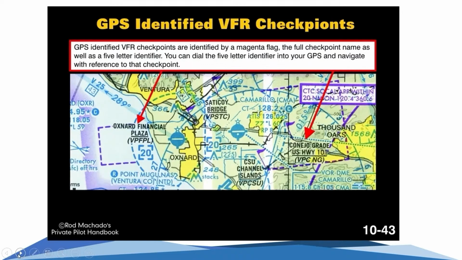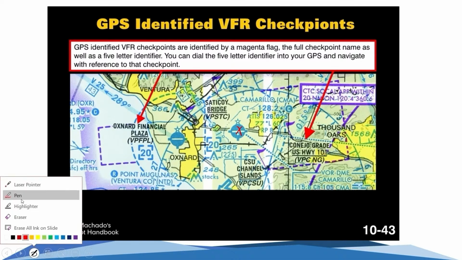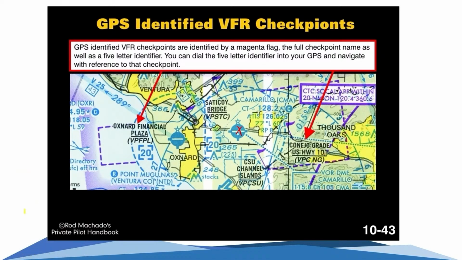Then finally, we've got our GPS and also our VFR checkpoints, if that was spelled correctly. So here is home base for us, the Camarillo Airport. And if you were to go into the Camarillo Airport, you'll notice that there are all of these different VFR checkpoints. Now you can use these, for example, the Oxnard Financial Plaza, the Saticoy Bridge, CSU Channel Islands, or the Conejo Grade on the 101. If you were to verbalize that you're 10 miles from the Conejo Grade or 10 miles north of Saticoy Bridge or 20 miles west of Oxnard Financial Plaza, the air traffic controllers will know exactly what you're talking about.